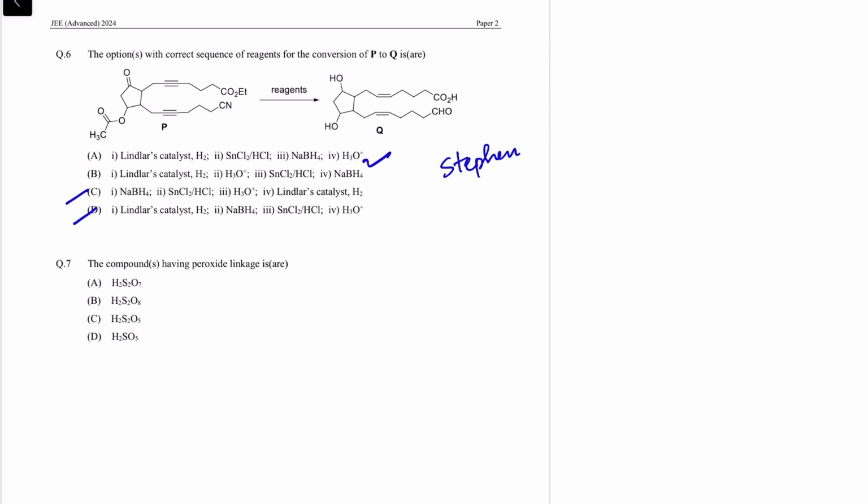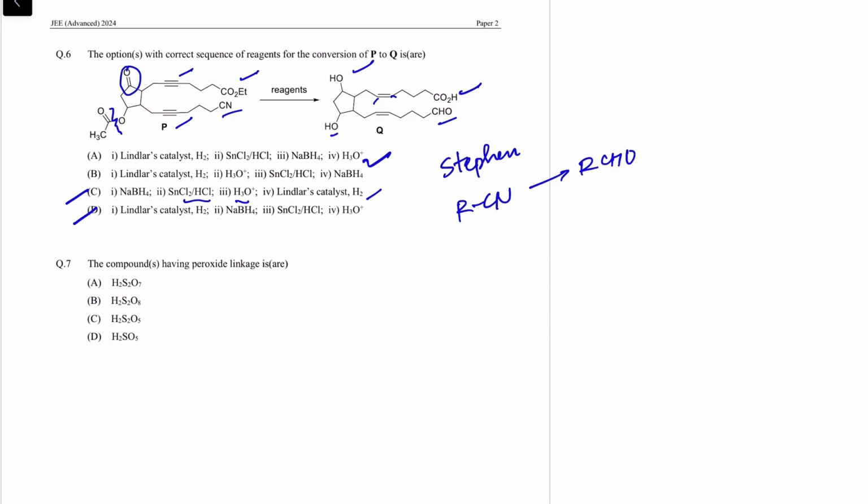NaBH4 will reduce this keto to alcohol. So this is achieved. Reaction with SnCl2 will convert cyanide to CHO. That is a Stephen's reduction. Nitriles on reaction with SnCl2/HCl get converted to RCHO, aldehyde. Hydrolysis will remove this acetyl group. It will give OH and also convert this COOEt group into carboxylate. All right. Then Lindlar's catalyst will finally convert these carbon-carbon triple bonds into cis double bonds. So the desired conversion can be achieved using the sequence of reagents given in option C.